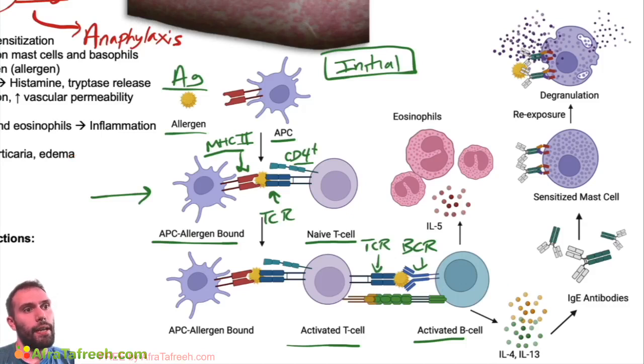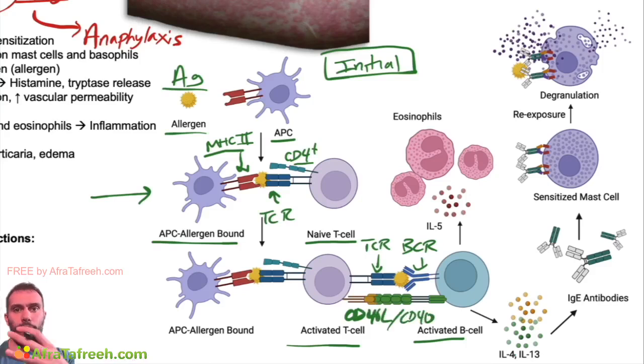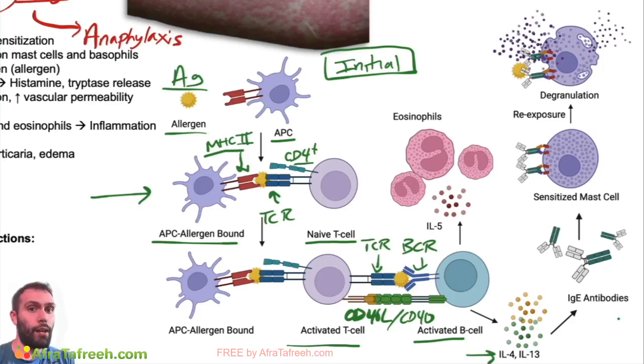Now, what's this thing down here? This is a very important CD40 ligand. So here's your CD40 ligand, and here's your CD40. Again, we talked about all of this in the previous videos. This is responsible for the co-stimulatory signal so we can get class switching to occur. We get this signal, interleukin 4 and interleukin 13. Remember, these are high-yield cytokines that are responsible for class switching from IgM to IgE antibodies.